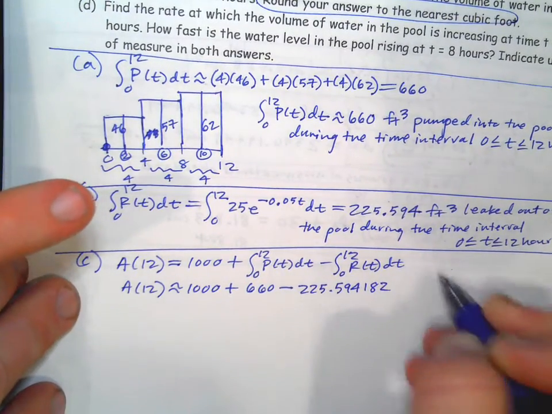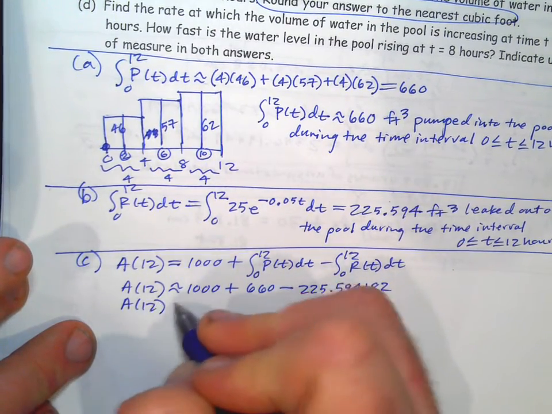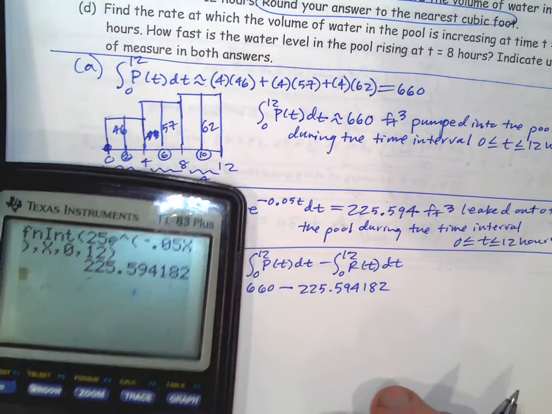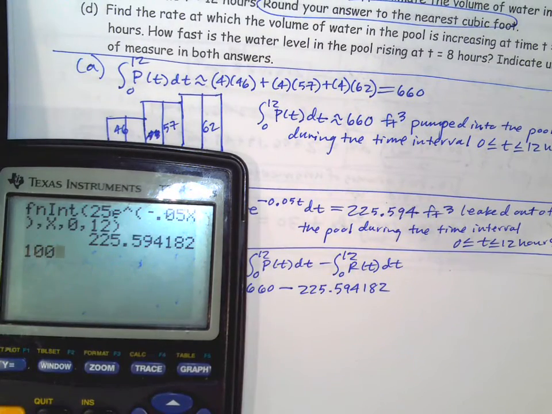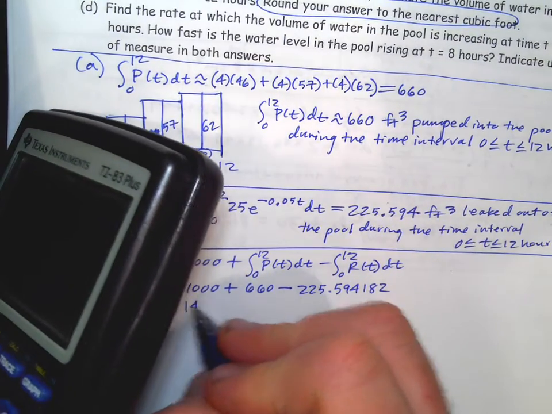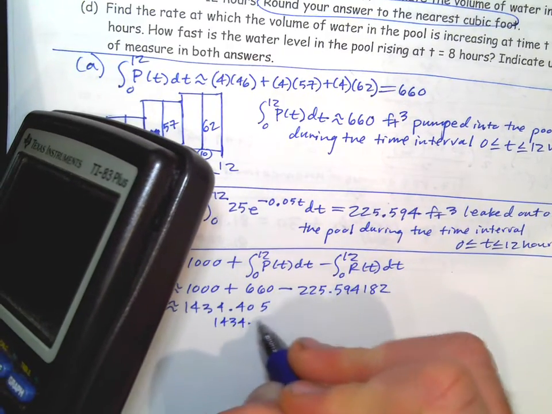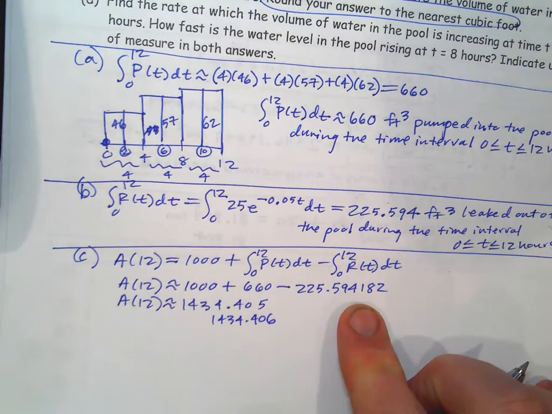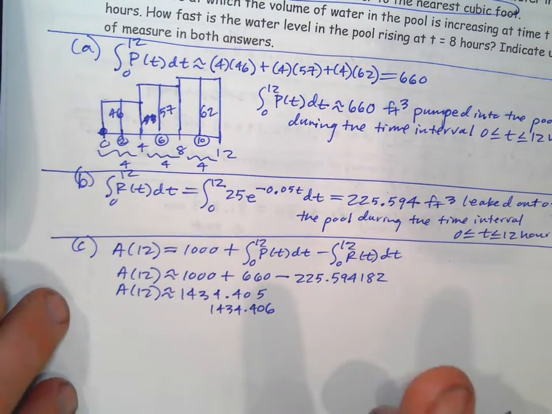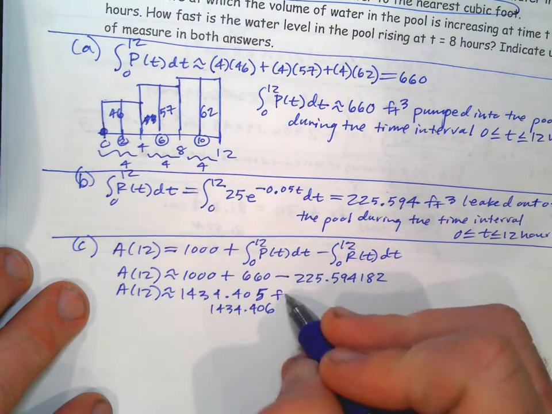225.594182. I'm going to carry a few extra decimal places I still have in my calculator. So the amount at time 12 is approximately, that's going to be, so we do 1,000 plus 660 minus the previous answer. We get 1434.405 or 1434.406. Now, if you hadn't carried these extra decimals here, you would have just got 1406, which is fine, but that's the rounded answer, and you kind of get lucky. So that's cubic feet of water.